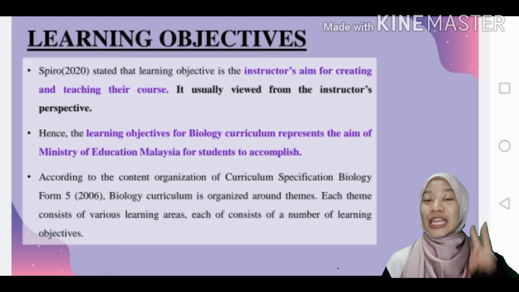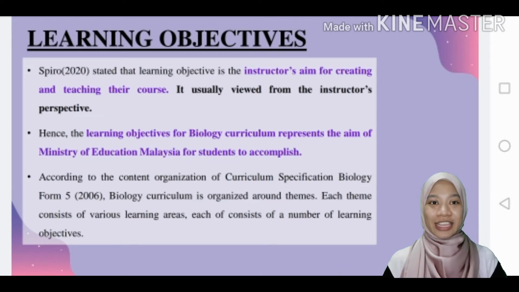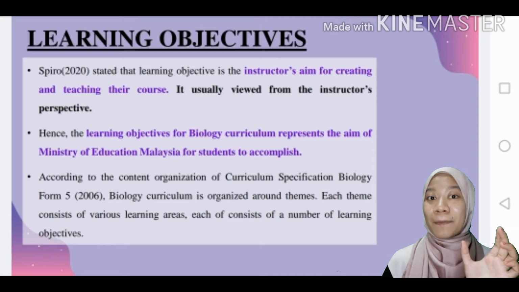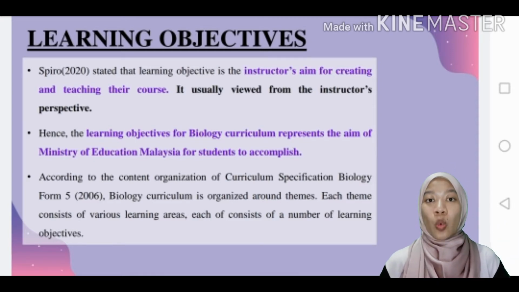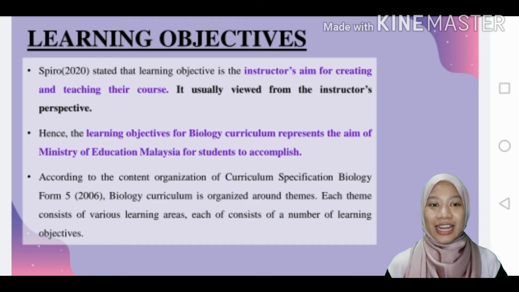So, in 2020, Sparrow stated that learning objective is the instructor's aim for creating and teaching their course. It is usually viewed from the instructor's perspective, meaning learning objective represents what the instructors want students to accomplish. Hence, the learning objective for biology curriculum represents the aim of the Ministry of Education Malaysia for students to accomplish.